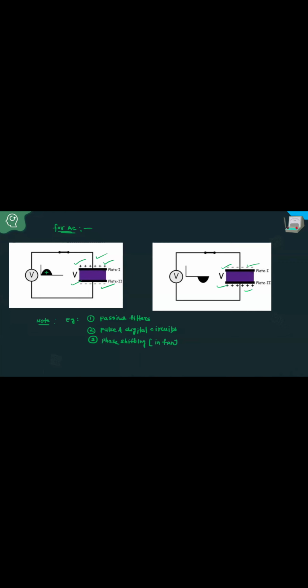Power factor correction and reactive power compensation, all of you well know this. In power factor correction and reactive power compensation circuits also, capacitors are present and we have to use capacitors.